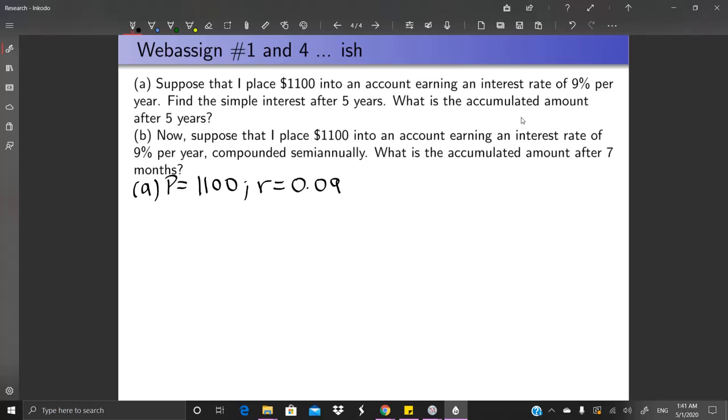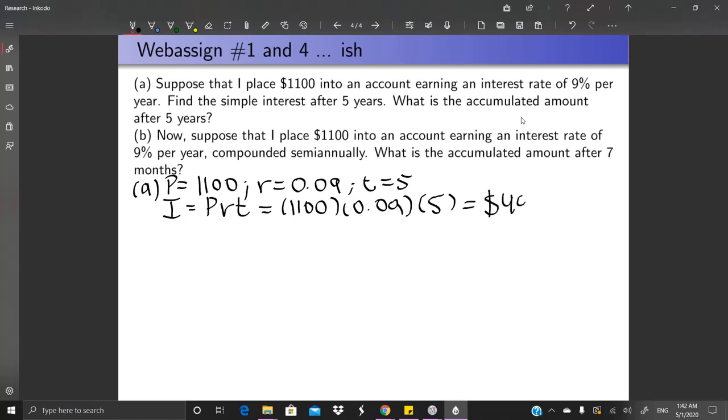We want to find the simple interest after 5 years. So we're finding that I equals PRT. That's the formula we want to use here. We have everything that we need. That's 1,100 times 0.09 times T, which is time in years. T equals 5 years. Multiply all those three values together, and you end up with $495. Rounded to the nearest dollar, you just put 495.